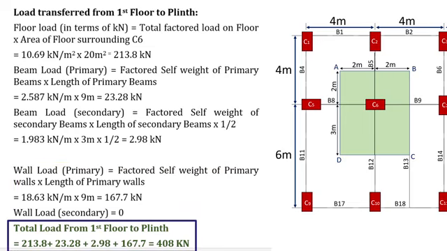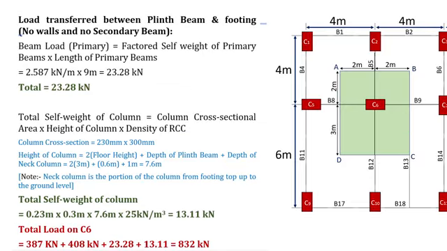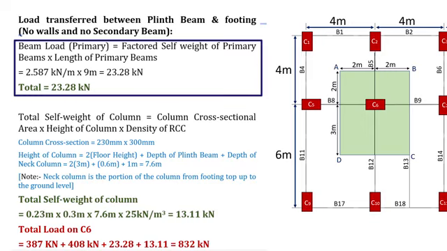Finally, total load from first floor to the plinth level will be equal to load due to primary beams plus load due to secondary beams plus wall load, and the total will be 408 kN. The load transferred between plinth beam and footing will only include the load due to primary beams, which will be equal to factored self-weight of primary beams into length of primary beams. Factored self-weight of primary beams is already calculated as 2.587 and length of primary beams is 9 meter. On substituting these values, the total load will be 23.28 kN.